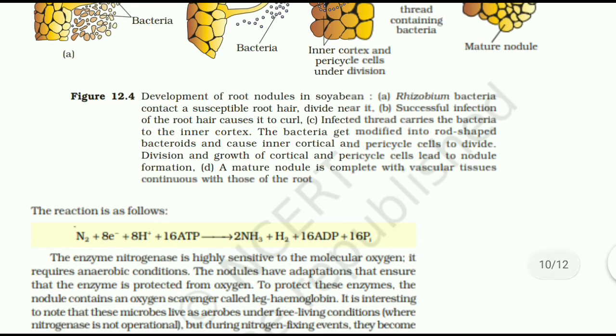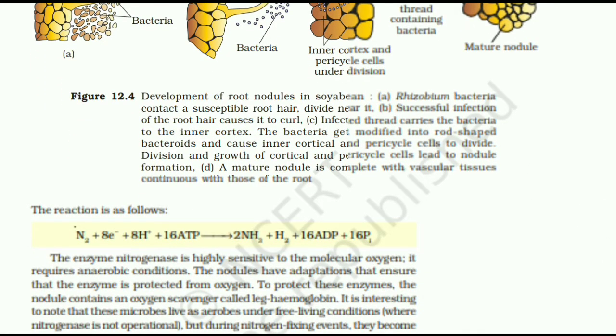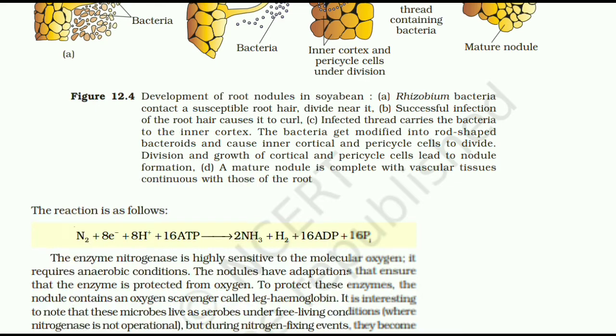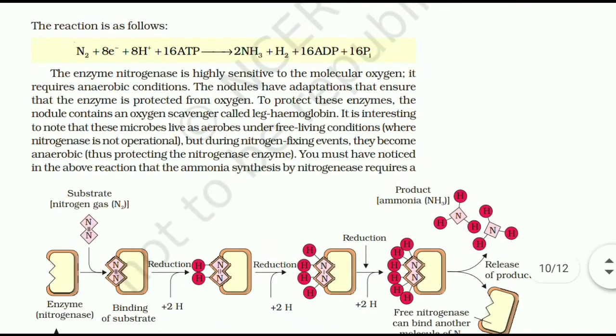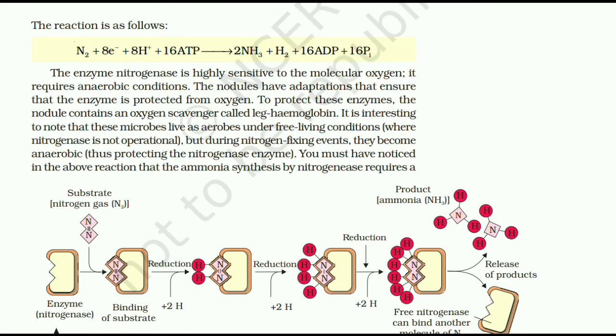The reaction is as follows. N2 plus 8 electrons plus 8 protons plus 16 ATP gives 2 ammonia plus H2 plus 16 ADP plus 16 inorganic phosphate. The enzyme nitrogenase is highly sensitive to molecular oxygen. It requires anaerobic conditions. The nodules have adaptations that ensure that the enzyme is protected from oxygen.